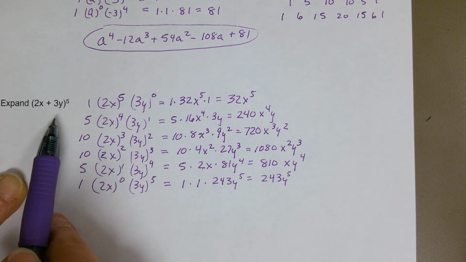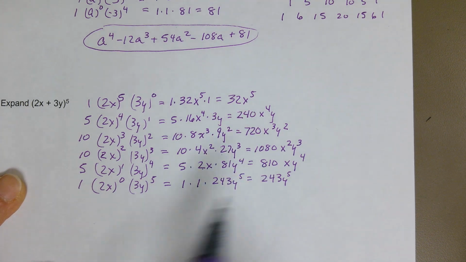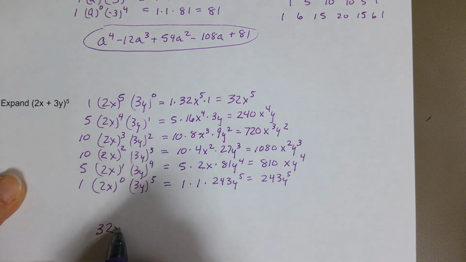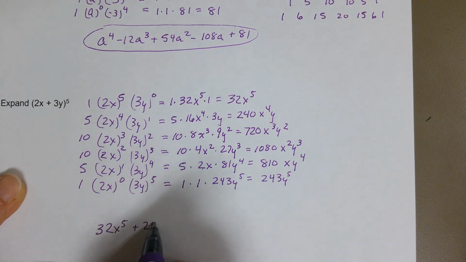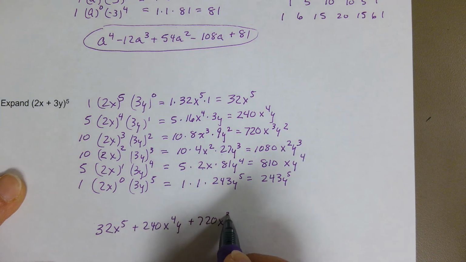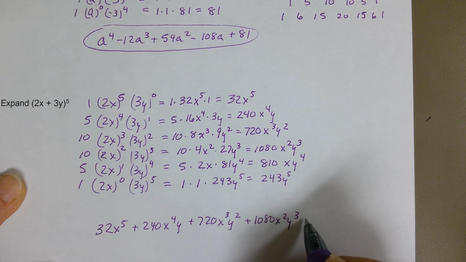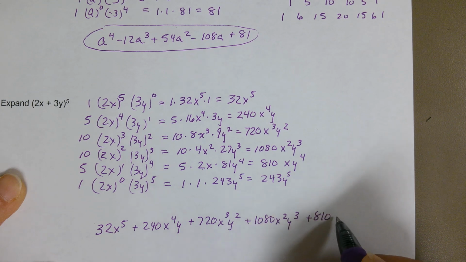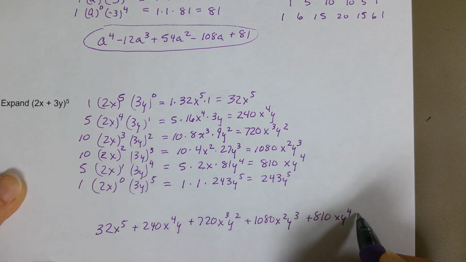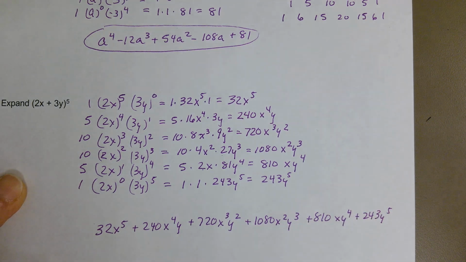Alright, so 2x plus 3y raised to the power of 5 expands to these 6 terms. 32x to the fifth plus 240x to the fourth y plus 720x to the third y squared plus 1080 x squared y to the third plus 810 xy to the fourth plus 243 y to the fifth.